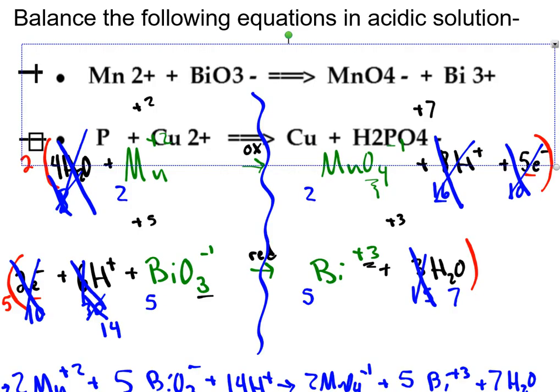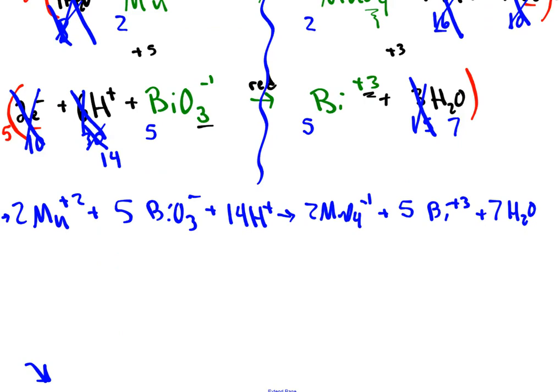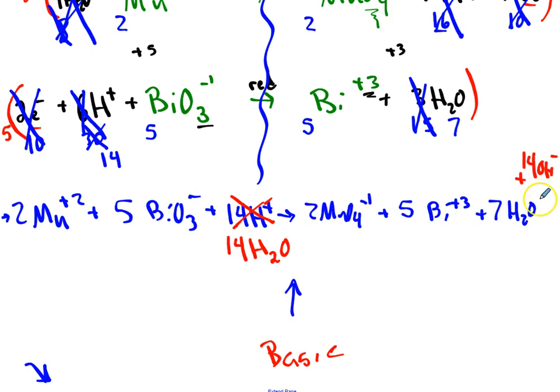Okay, so this is the one before. This was it. This was when it was done. I'm going to add some red here. So let's pretend now it happens in a basic solution. So we just finish it. There's 14 H pluses. So I'm going to convert these just to 14 waters. Are you okay with that? And that means I added 14 OH- on this side. Okay?